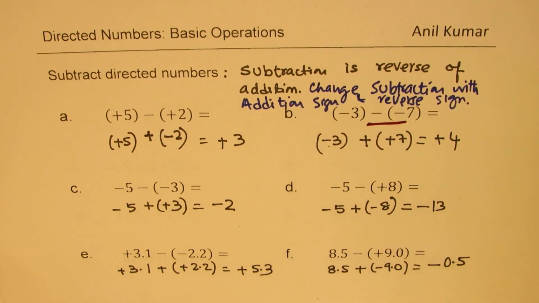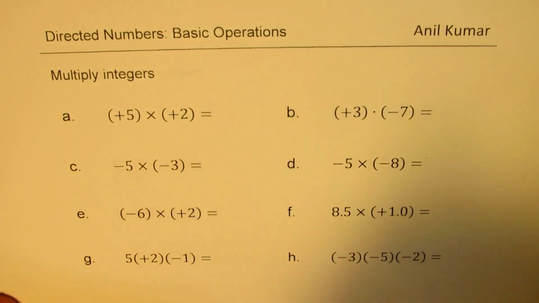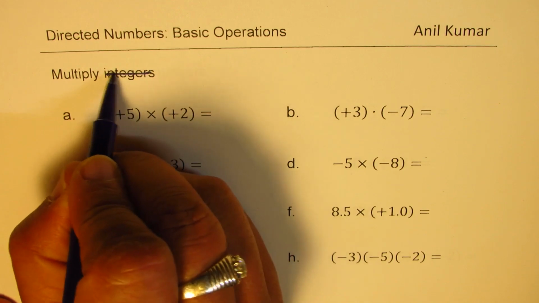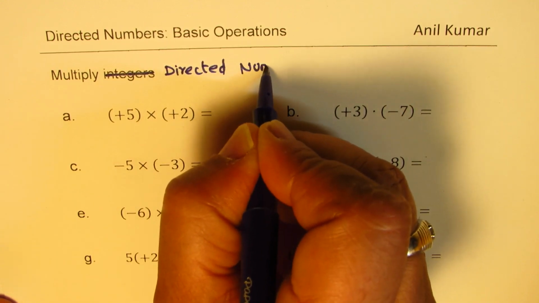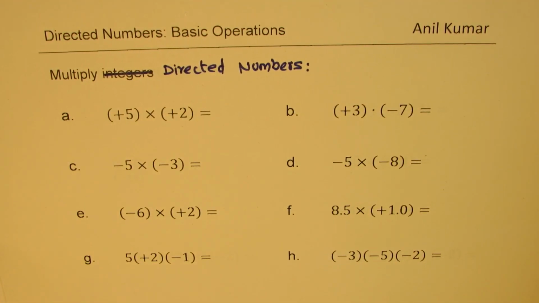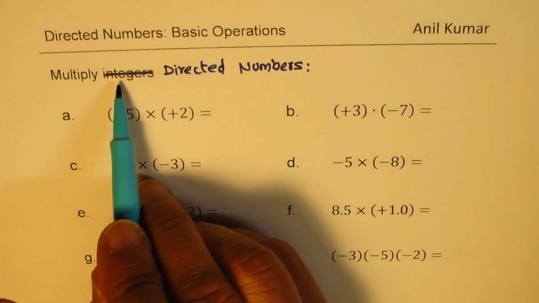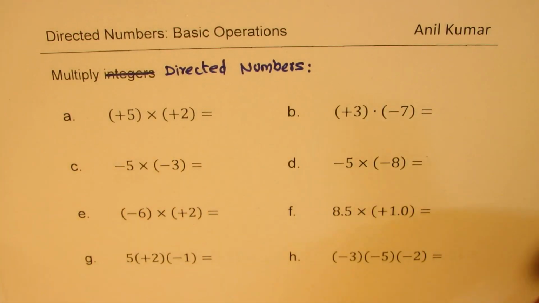Okay? Now, let's talk about multiplication. So let me write multiplication. We have written integers, but let's make this directed numbers. Remember, integers will not include your decimal numbers, right? Directed numbers are actually numbers with sign and magnitude. So all real numbers are directed numbers, right? Our focus is on their operations, which are similar to that of integers. So the techniques involved are the same as those in integers, okay? That is how they are similar.